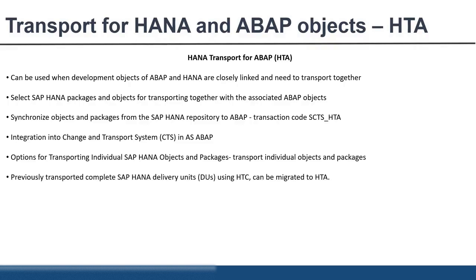So you can get integration with CTS in AS ABAP, and options for transporting individual HANA objects and packages are also possible. So you can also select individual objects from your package and transport them, or from the HANA repository you can select your individual object and transport it. If you have any previously transported complete HANA delivery unit which you have done using HTC, you can migrate it to HTA.